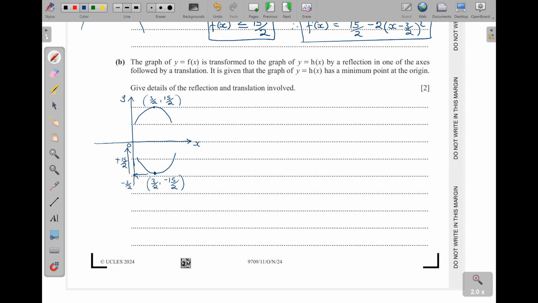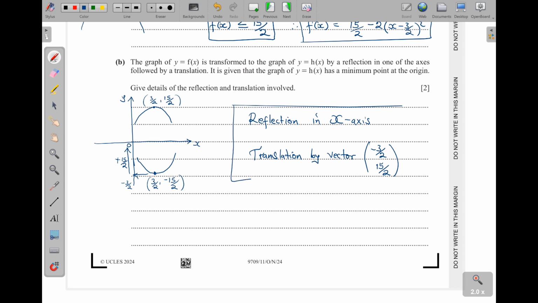So that means we shall have a reflection. Remember, we are taking this one to the origin, so a reflection in the x-axis. Then the other one is going to be the translation by the vector (negative 3 over 2, 15 over 2). So these are the transformations that are going to transform our f of x into h of x.